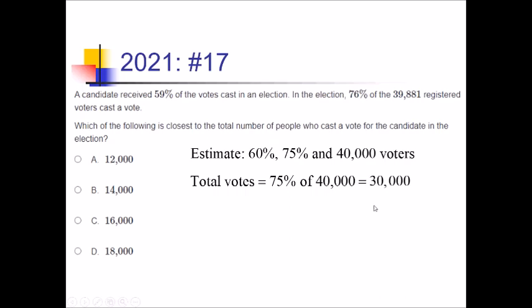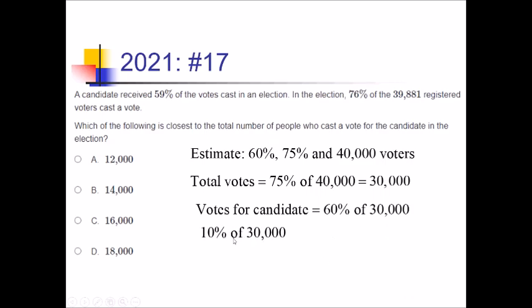Next, I need to figure out of those 30,000, how many voted for my candidate here. So I need 60% of 30,000. Now, this is a little bit trickier to work with, but one trick you can use, since 60 is a nice multiple of 10 here, let me figure out first 10% of 30,000.